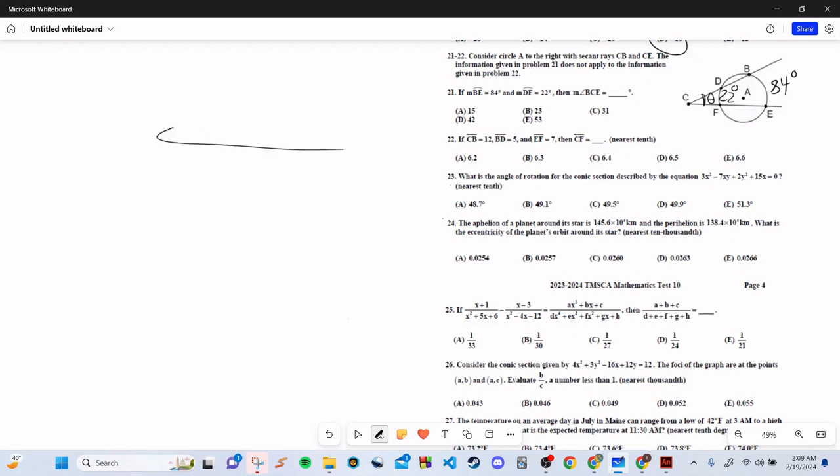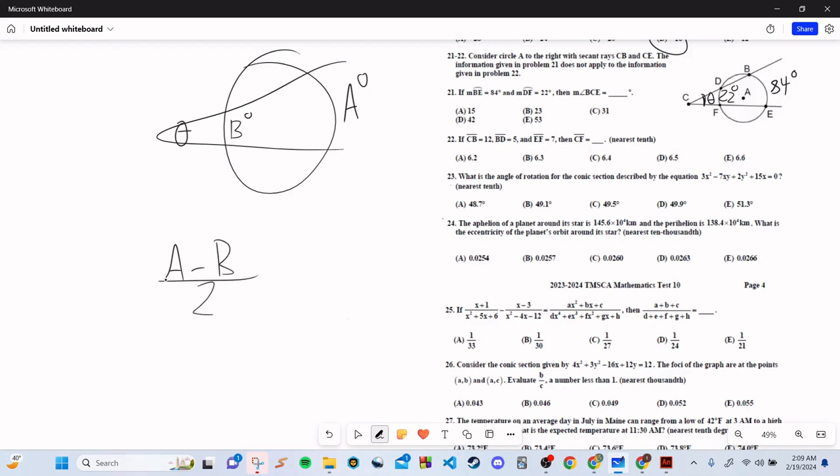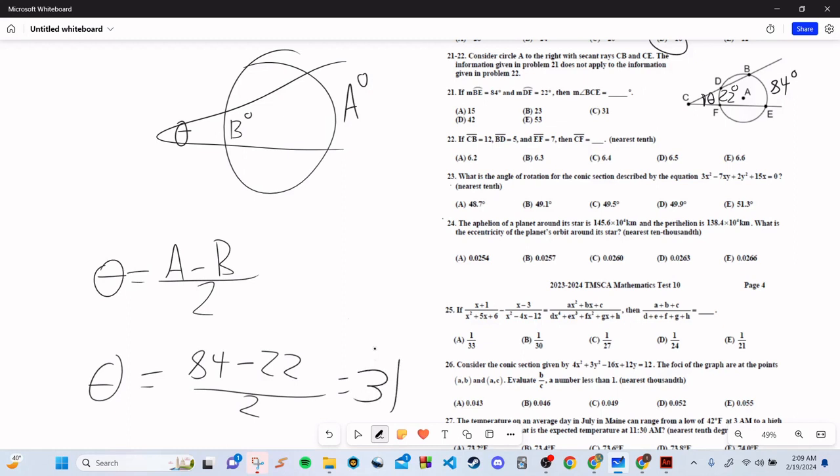So the trick, whenever you have some circle, you have this major arc A, minor arc B, and you want to know what theta is, it's just going to be the difference between the arcs divided by 2. Right? So applying this, our angle is going to be 84 minus 22 over 2, which is going to end up being 31 degrees. So answer choice C is correct.